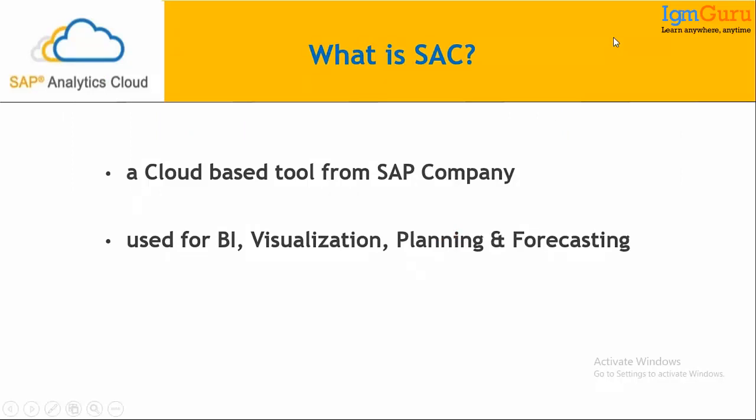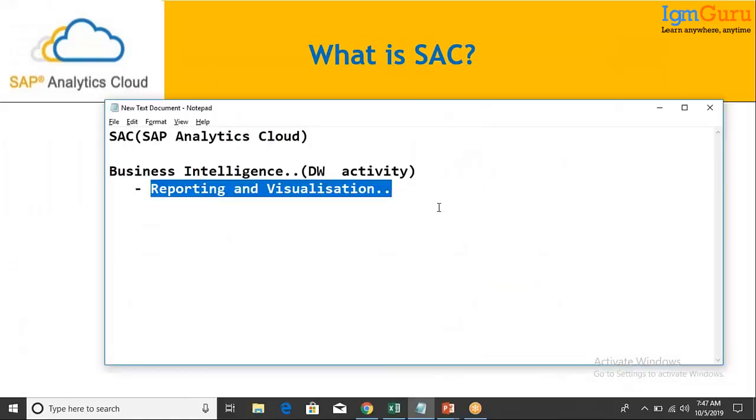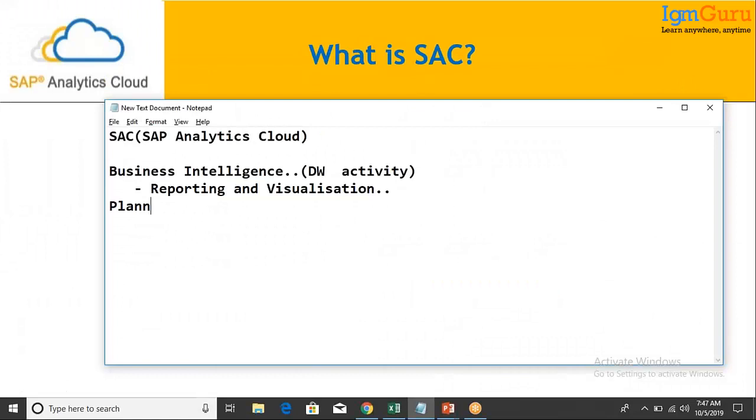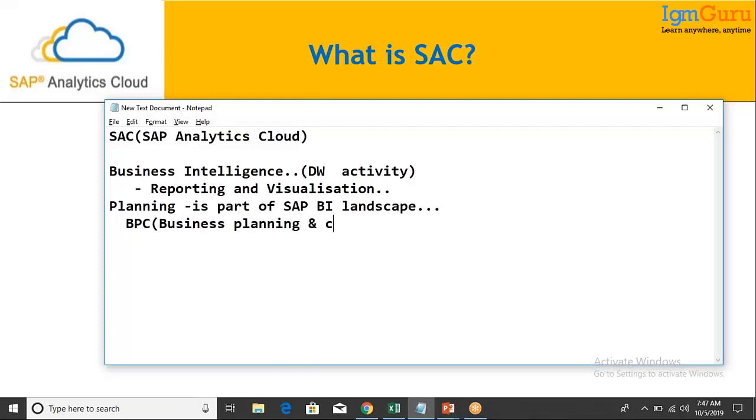If you ask me what exactly planning is, planning is part of the SAP BI architecture, the BI landscape. It's something like business planning and consolidation, which those of you who have worked with it might understand. For example, in simple language, what is BI? Say, for example, we have actual data.